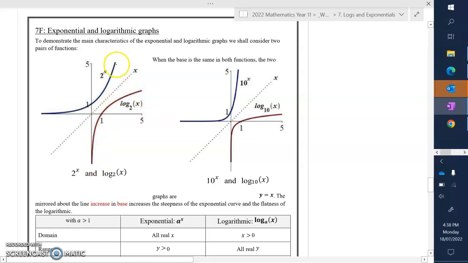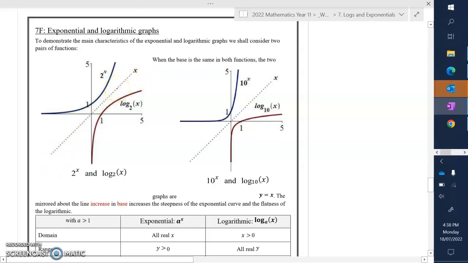It is the reflection of our exponential about the line y equals x. So if I was to flip my blue line over that line y equals x, I'm going to get the inverse graph, or the logarithm graph. So it is log base 2 of x, and instead of going through the point (0, 1), it goes through the point (1, 0). Our exponential and our log of the same base, in this case 2, would be a reflection about the line y equals x.